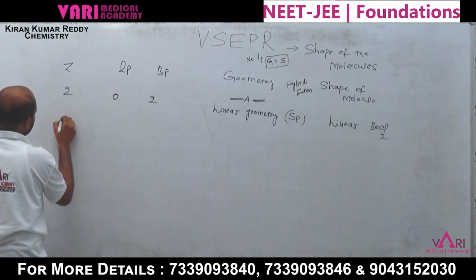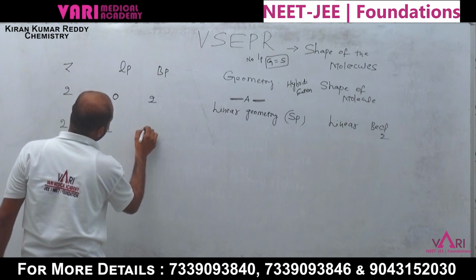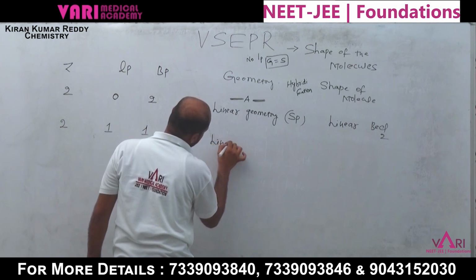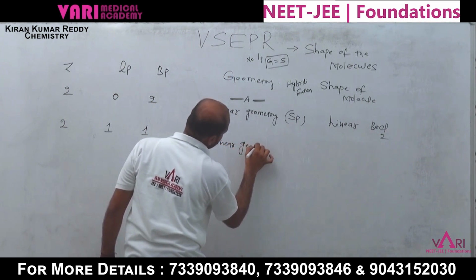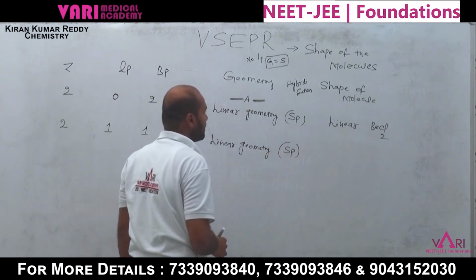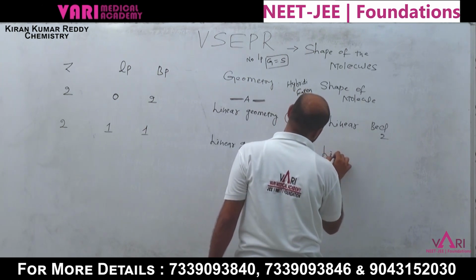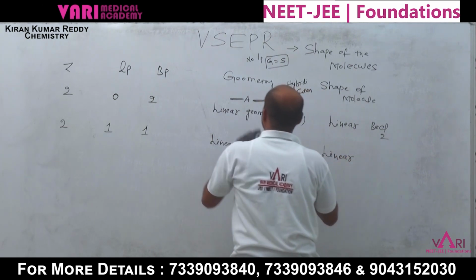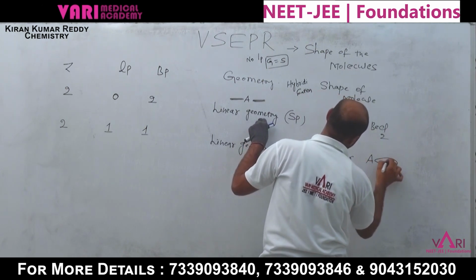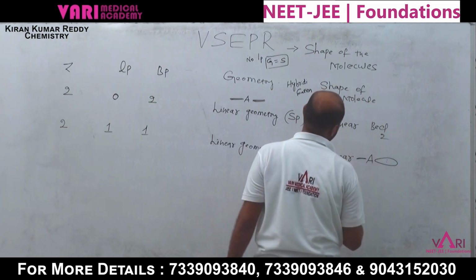Now here also Z is equal to 2. 1 lone pair is present, 1 bond pair is present. The geometry is linear, and it is SP hybridization. What is the shape of the molecule? The shape of the molecule is also linear, because here 1 lone pair and 1 bond pair are present, but it looks linear only, linear shape only.